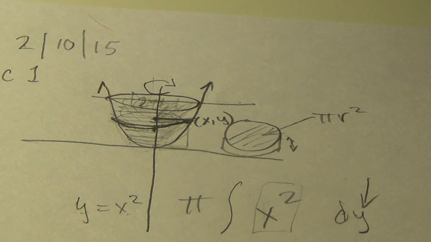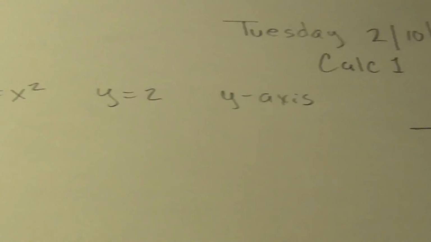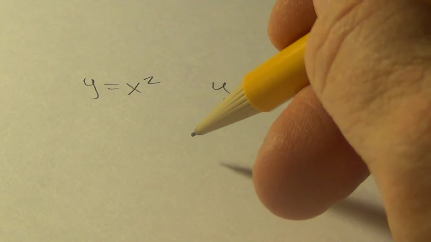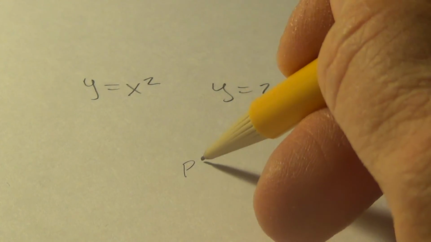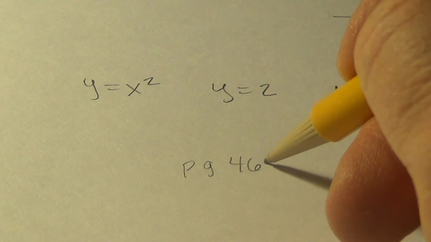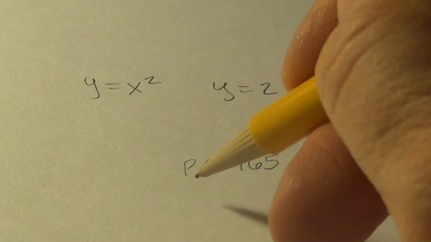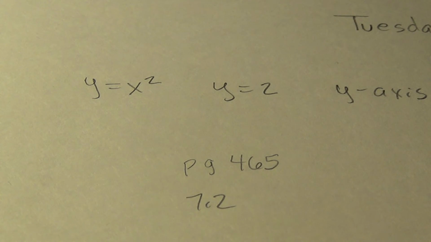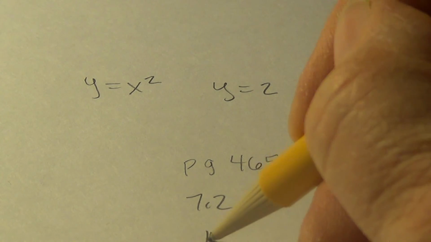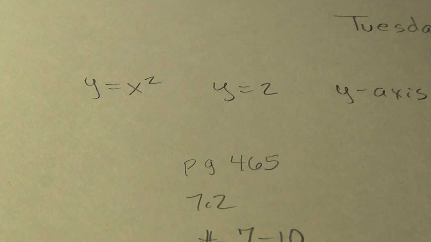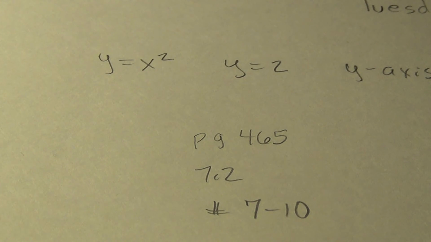So we are going to do, on that same page that I handed out to you, I think that was page 465 that I copied, and I want you to do, it was 7.2 as a section. And I want you to do numbers 7, 8, 9, and 10. 7 through 10 as your classwork. And I'll be in to check those in a little bit.